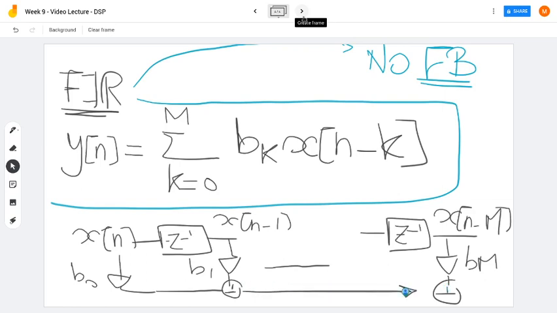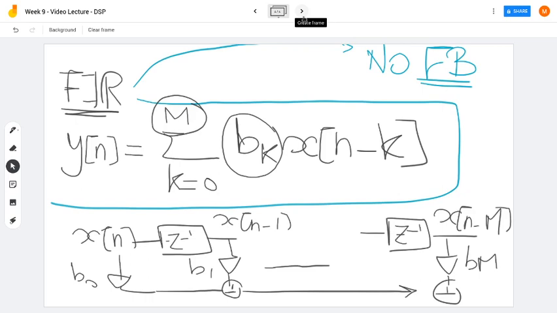This is a block diagram of an FIR filter, and the objective of designing an FIR filter is simply to find what is the value of m and what are the values of the corresponding bk's. So let's say if m is equal to 2, you will need b0, b1, and b2. If m is 10, you will need b0, b1, b2 up to b10, and so on.